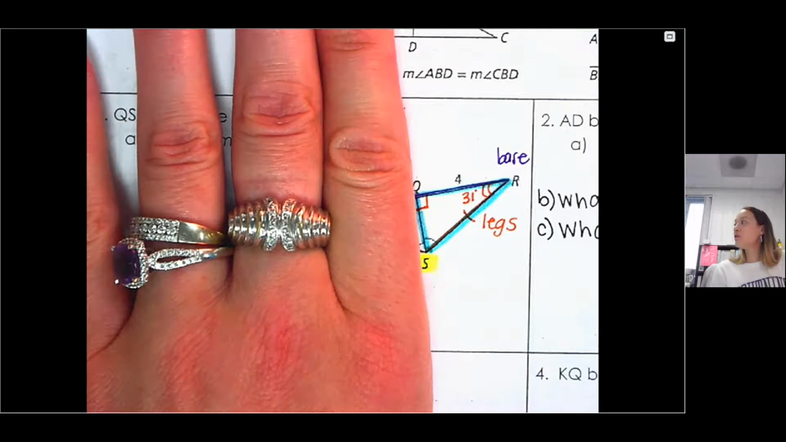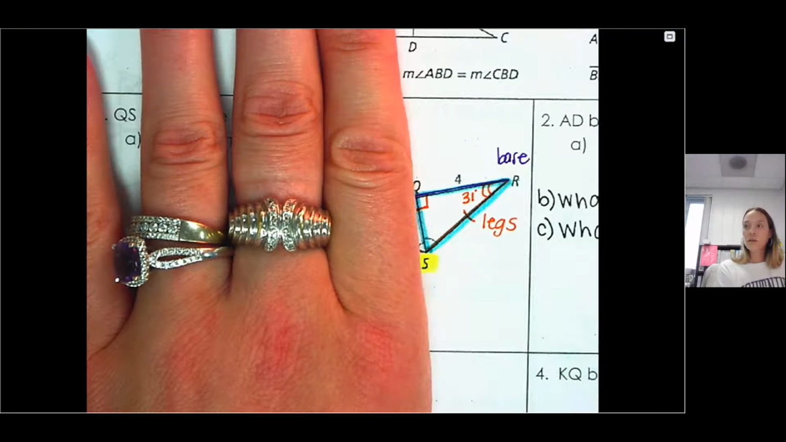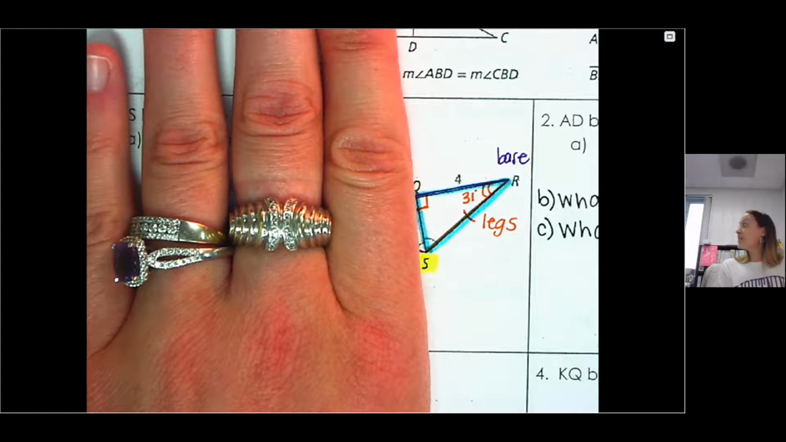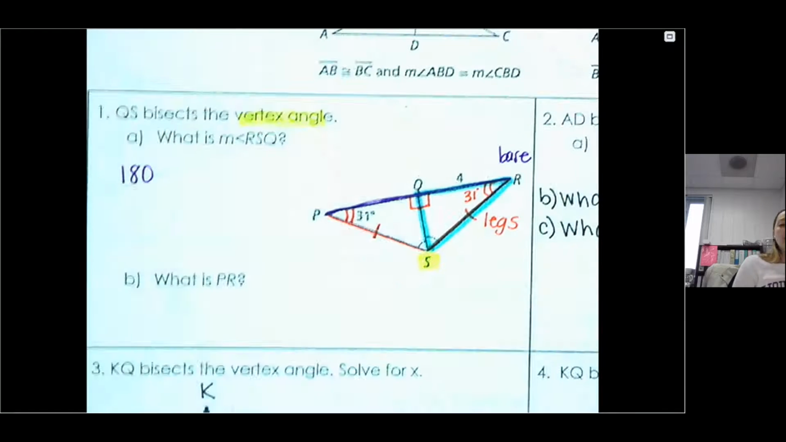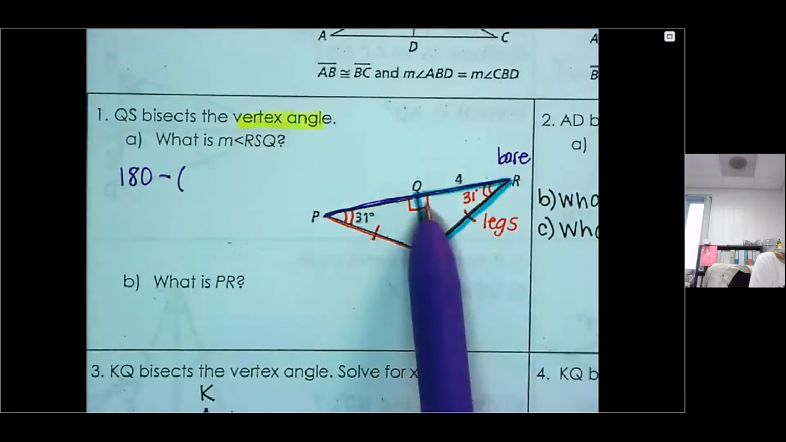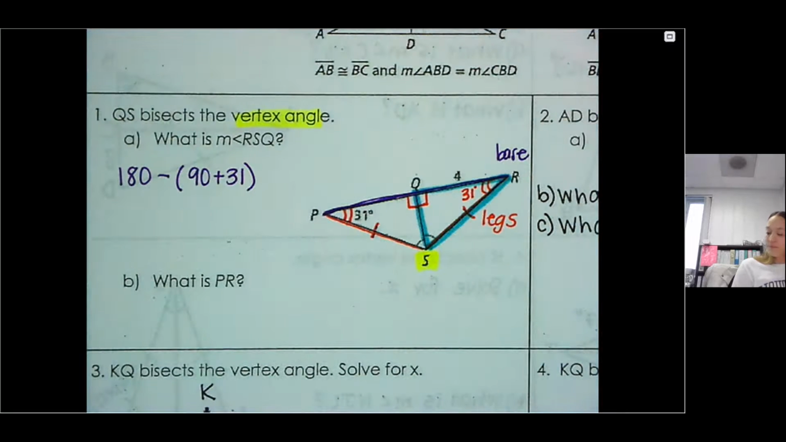What are the two angles that you have? 90 and 31. How do I figure out the last angle that's left over? Good. Add those two together, subtract them from 180, and that's going to give me what's left over in the triangle. So that's what we're going to do. And I think, hopefully you remember, we wrote it like this. We write 180 minus parentheses 90 plus 31. So we're adding those two pieces together, and then we're taking them away from 180.